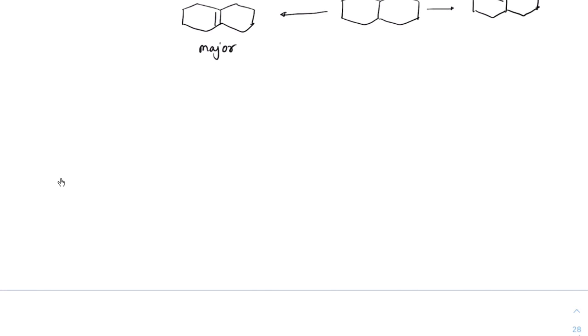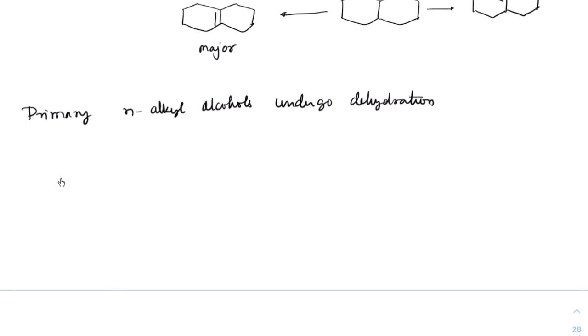Now come to the next point here. We have been discussing more about the substituted alcohols only. What if you have primary alcohols? So primary n-alkyl alcohols, they also undergo dehydration, but by E2 mechanism.